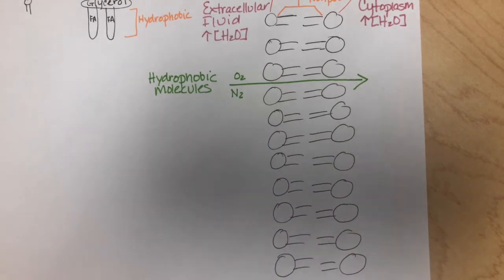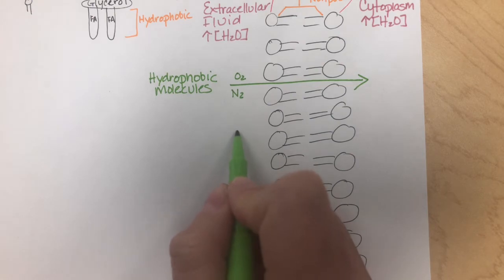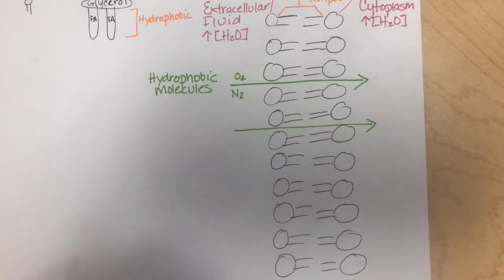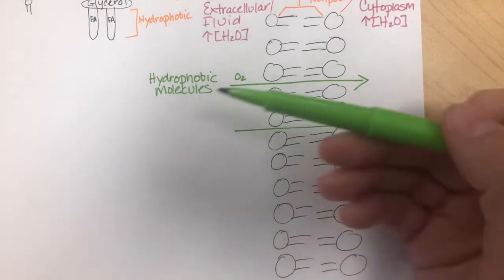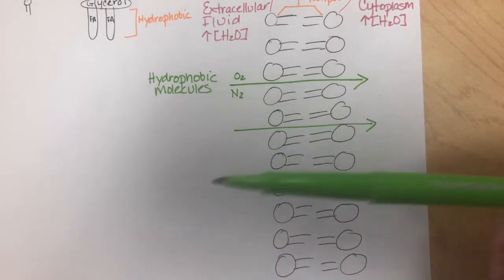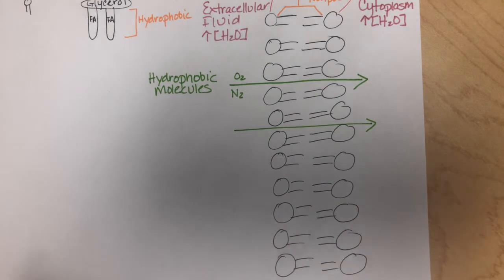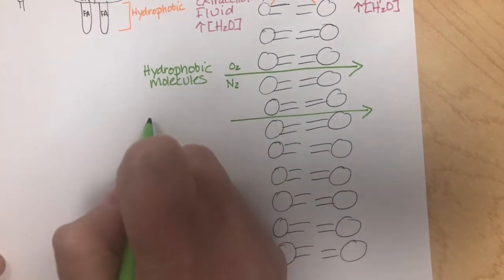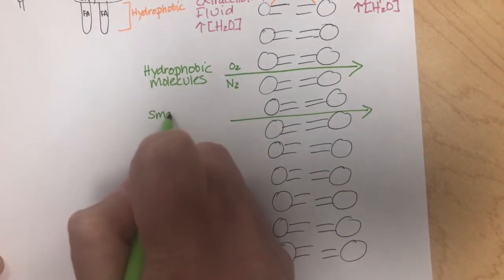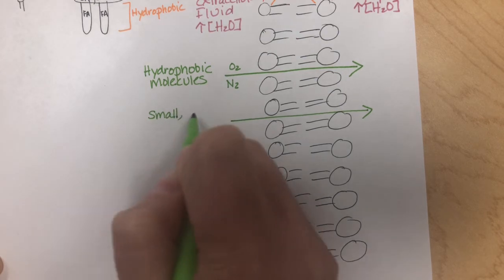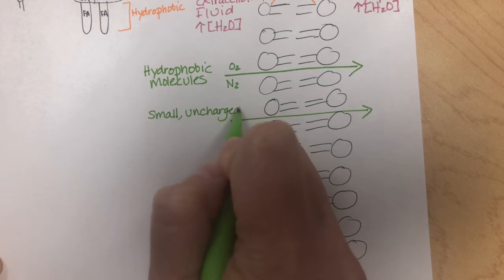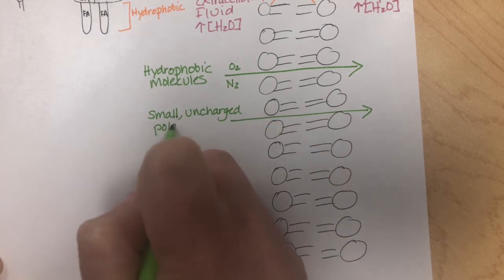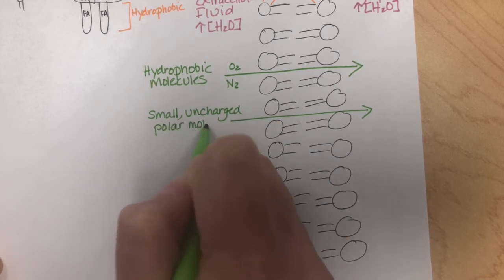There's a second kind of molecule that can get through here, so I'm going to draw another arrow in the same color, because these are the molecules that can actually diffuse through the phospholipid bilayer. So we're going to write here: small, uncharged, polar molecules.